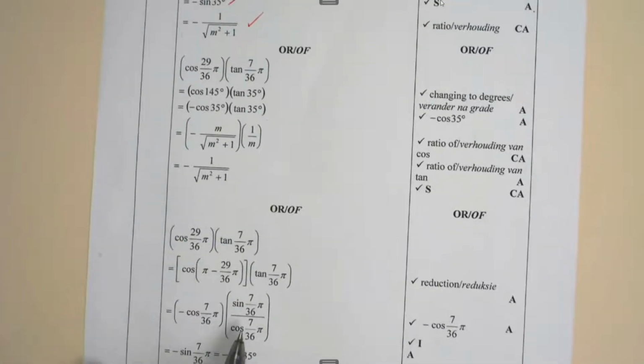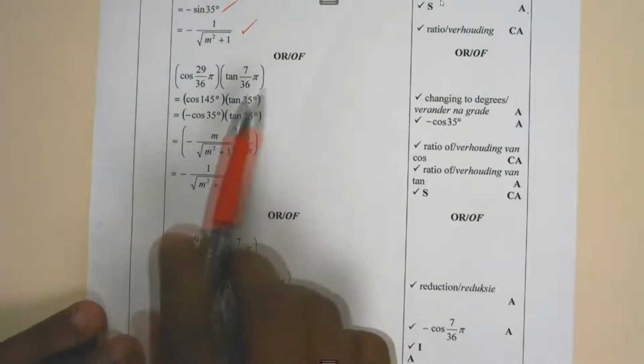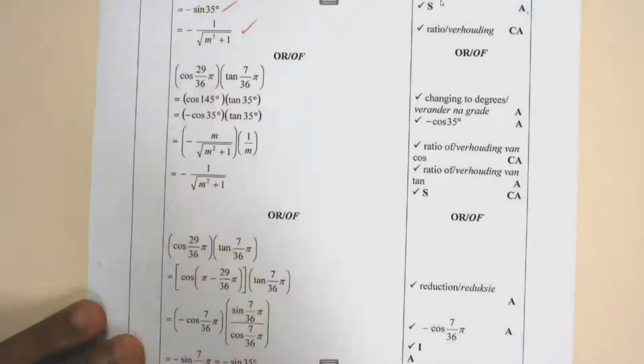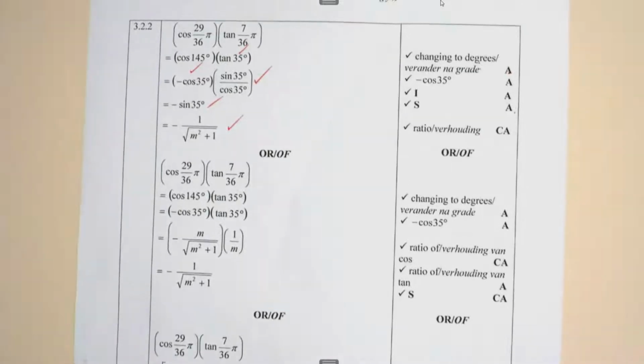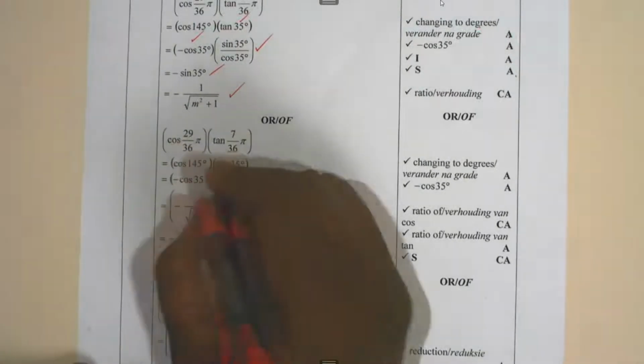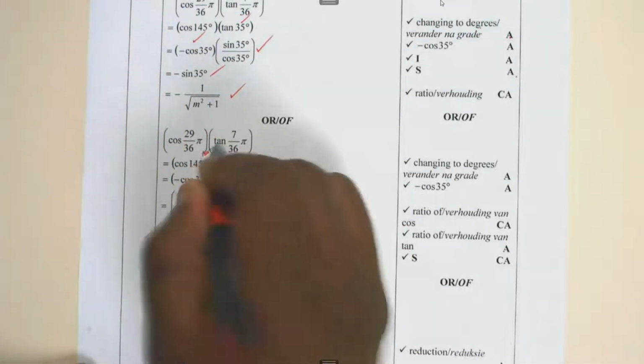You have the alternative here, and in the alternative, the first mark, like it is the case with the first option, is changing radian angles to degrees.